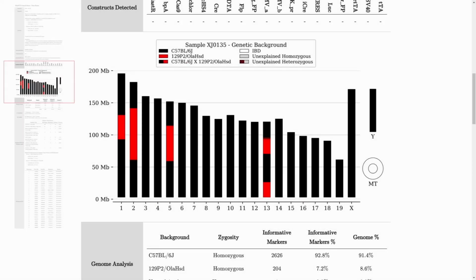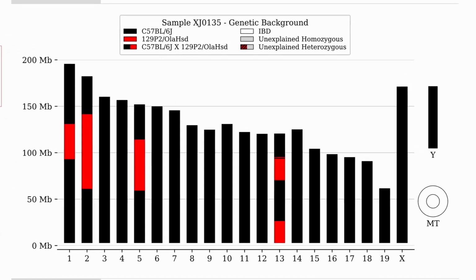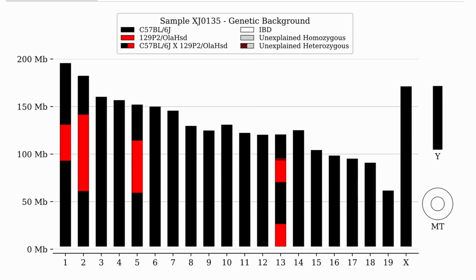Next up is the sample's local and global genetic background. First, the report shows a visualization of the genome of the sample, also known as an ideogram. This reflects the local genetic makeup of the sample. The ideogram shows the 19 autosomes, both sex chromosomes if present, and the mitochondrial genome.